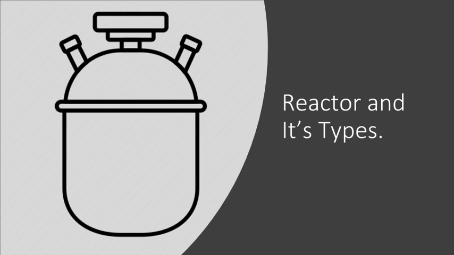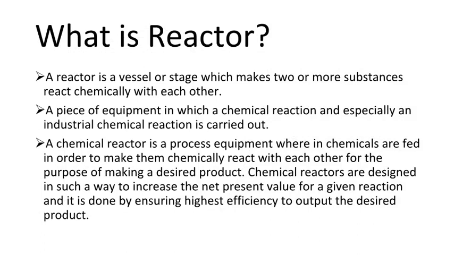So let's begin. First of all, we are going to know what is a reactor, and the very simple definition of a reactor is a vessel or stage which makes two or more substances react chemically with each other. Or a piece of equipment in which a chemical reaction, and especially an industrial chemical reaction, is carried out. Or a chemical reactor is a process equipment wherein chemicals are fed in order to make them chemically react with each other for the purpose of making a desired product.